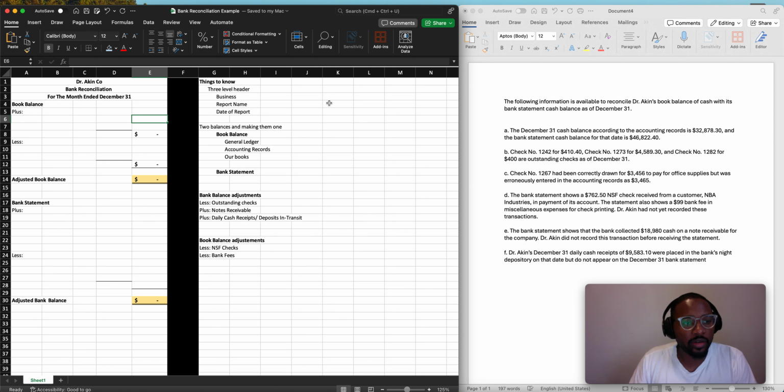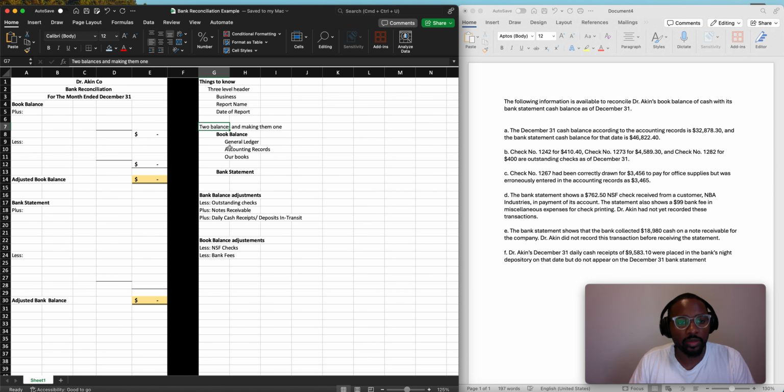A little bit about a bank reconciliation that you need to know is that it is indeed an accounting report. It's not a financial statement report, but it is a report. And with all reports in accounting, it requires a three-level header: the business name, the report name, and the date of the report. In this case, the business is Dr. Akin, the report name is Bank Reconciliation, and we're going to look at transactions for the whole month of December. So first thing you need to know, it is a report that requires a three-level header.